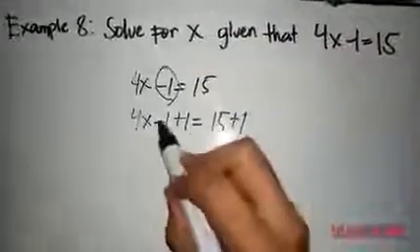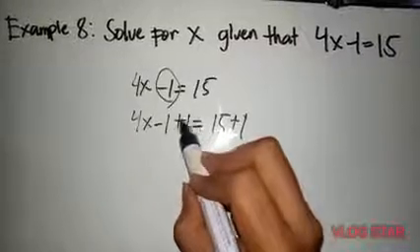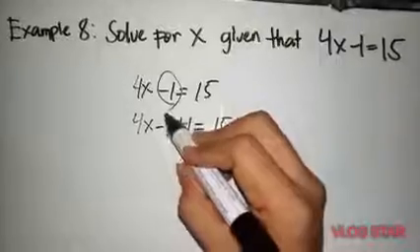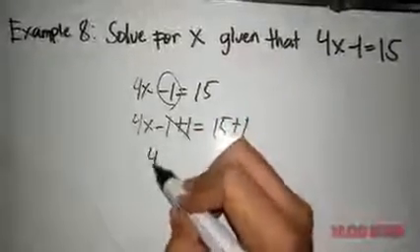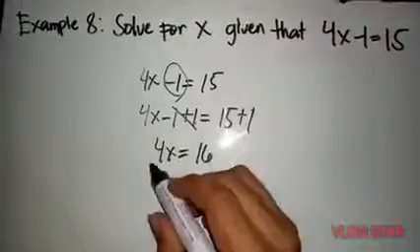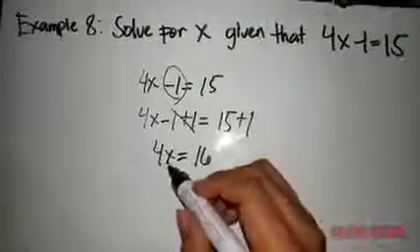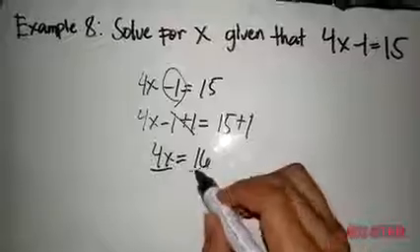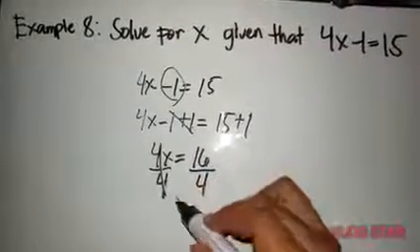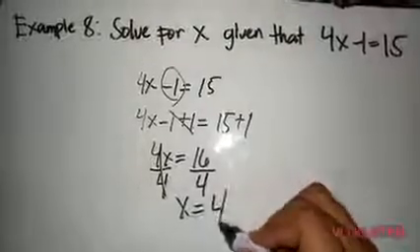So let's solve. Negative 1 plus 1 is 0, so we can cancel this one. 4x is equal to 16. So to get the value of x, just divide both sides by 4. So x is equal to 4.